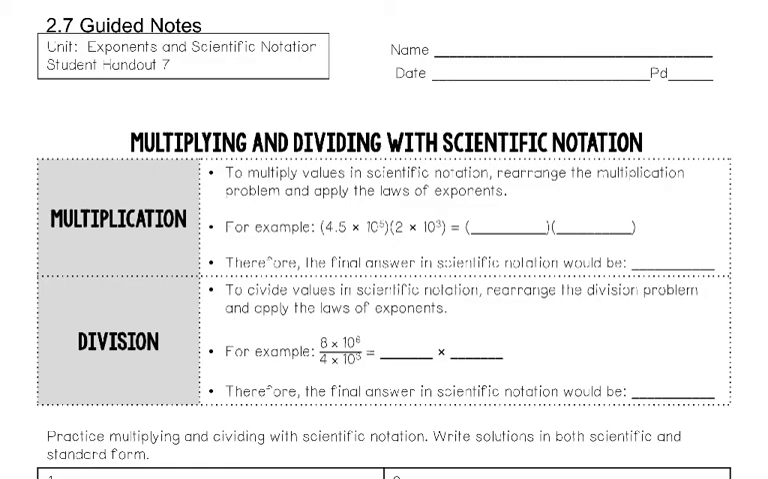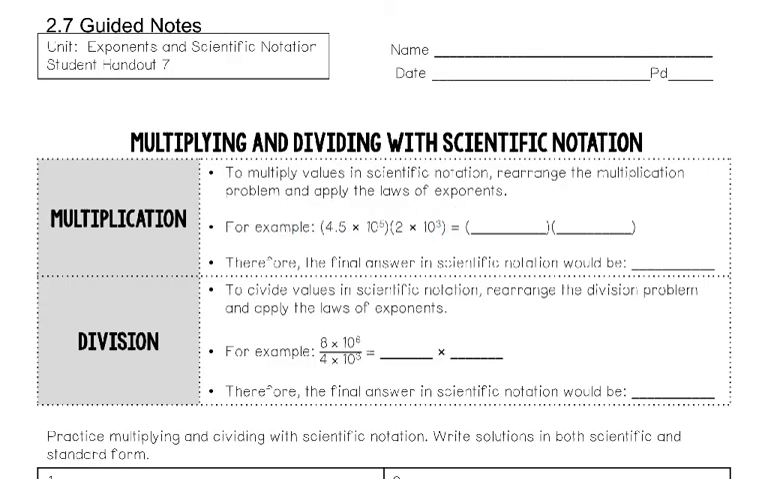So that was a speedy review of addition and subtraction. Now let's move on to multiplication and division. So there's different rules for multiplying and dividing than there were for adding and subtracting. So make sure that you're on the same page with me, and please pay attention. This is really important. To multiply and divide in scientific notation, you want to rearrange the problem, and then you can use your laws of exponents that we should already have learned.